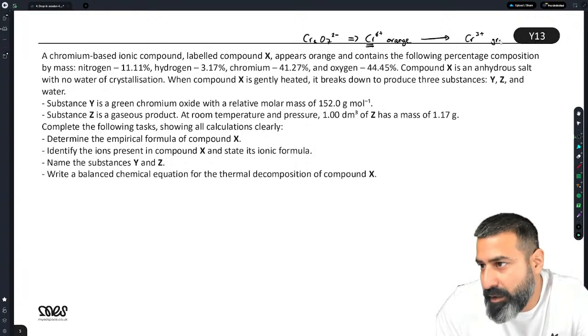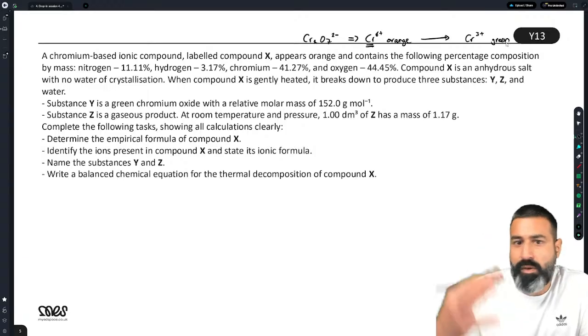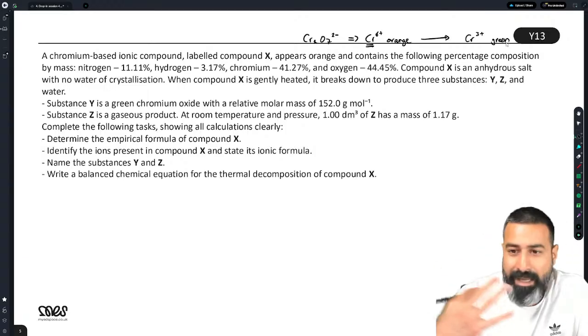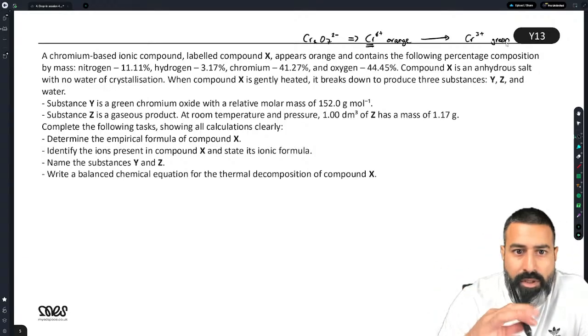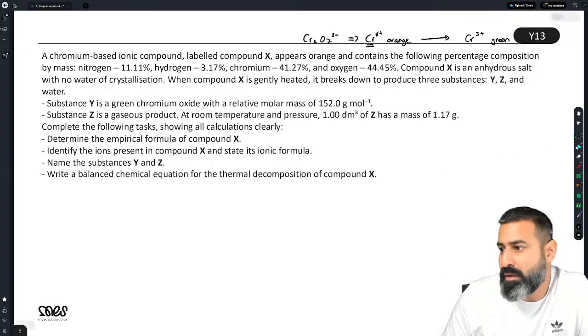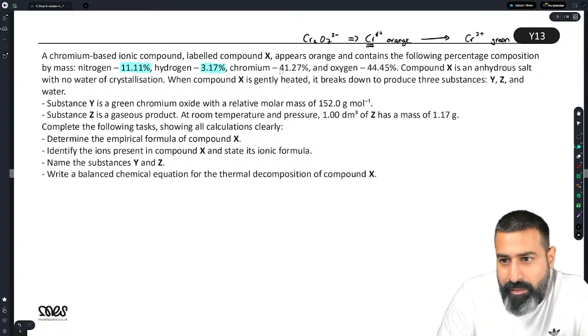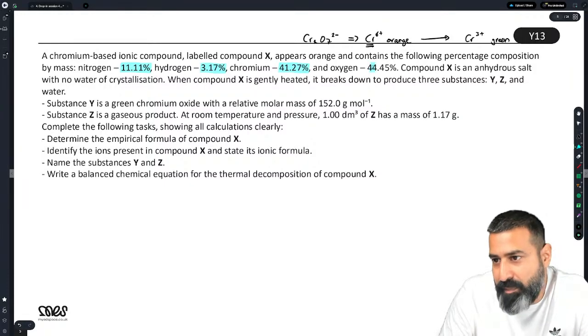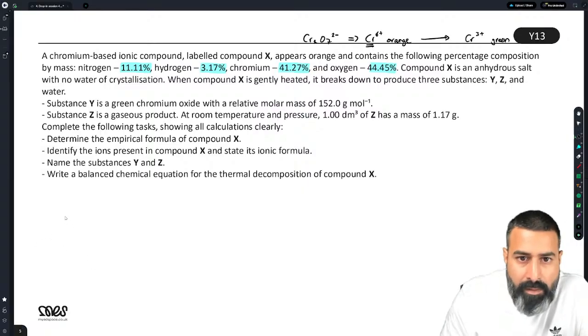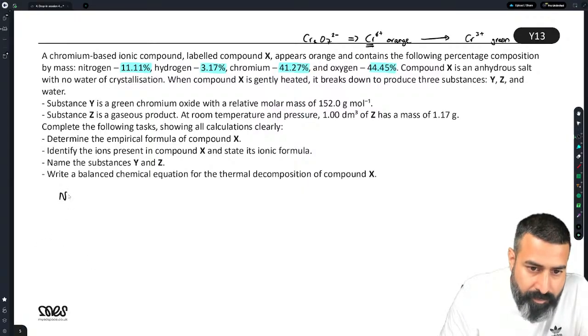Green. Yep, absolutely good. Okay, and I'm thinking about organic as well when I'm reading this. So I got the following percentage by mass calculation. That is not -11, that is 11. Okay, so these are my percentages. So I've got to determine the empirical formula. Okay, cool, let's go. So nitrogen is 11.11.